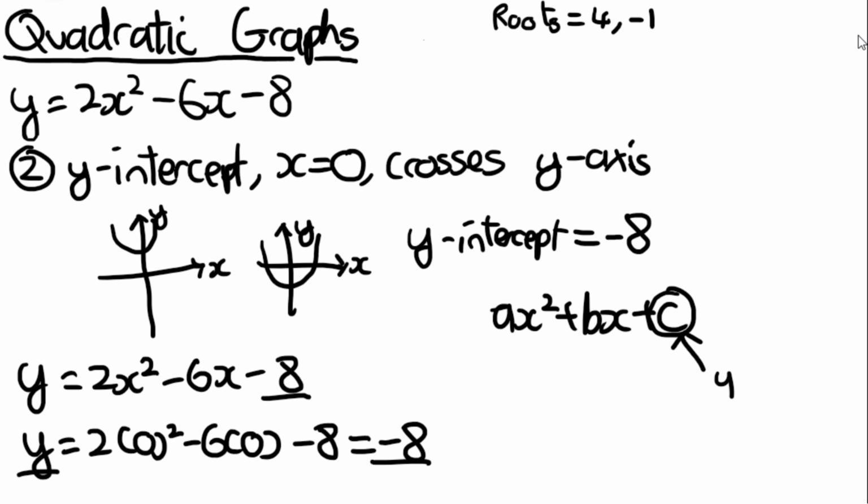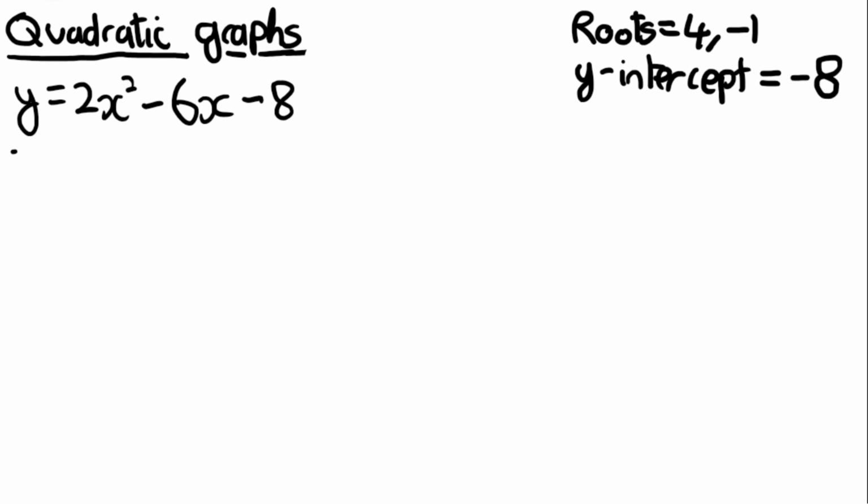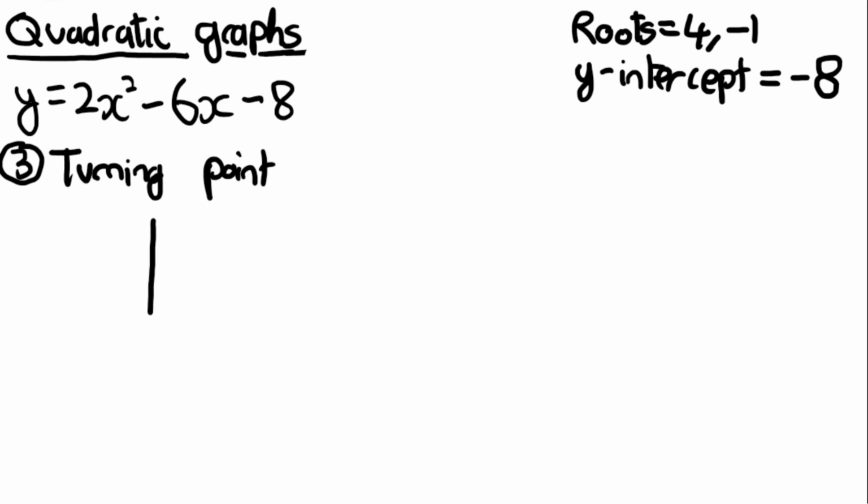C is the y-intercept, the letter at the end. The third thing that they could ask you to label, they're less likely to ask for this, but they definitely could still ask it, is the turning point. Now, the turning point is exactly what it sounds like. The turning point is the point in which the quadratic turns.